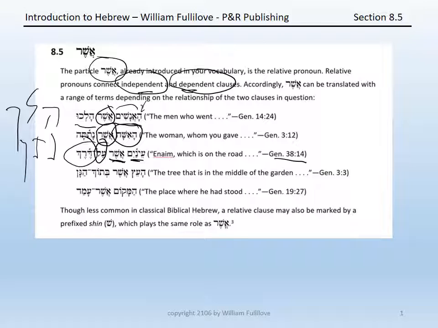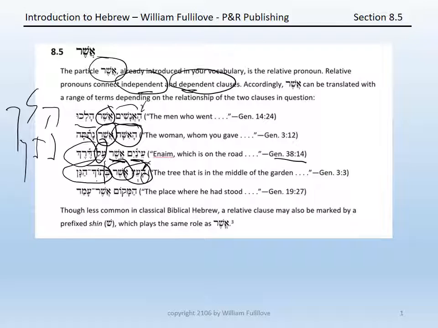Fourth, Genesis 3:3, ha'etz asher batok hagan. Ha'etz is the definite article plus tree. Note that because the ayin cannot double, we have a compensatory lengthening. The tree asher, that is batok, in the midst of hagan. Batok hagan is something we call a construct phrase, and this is something we will cover in a couple chapters from now.